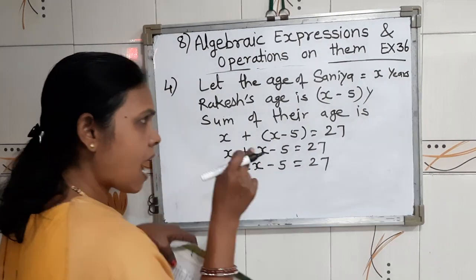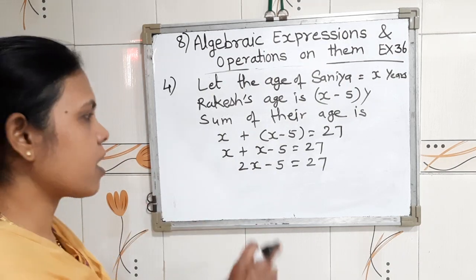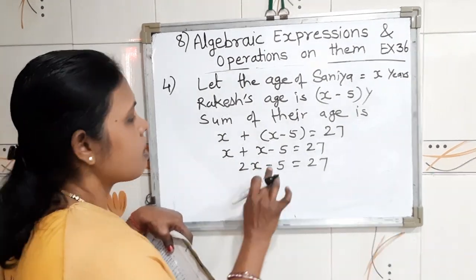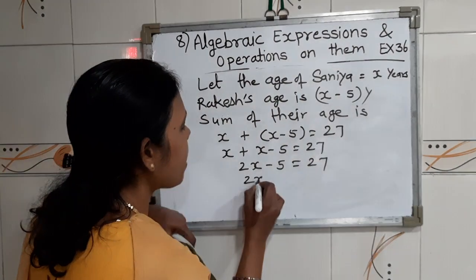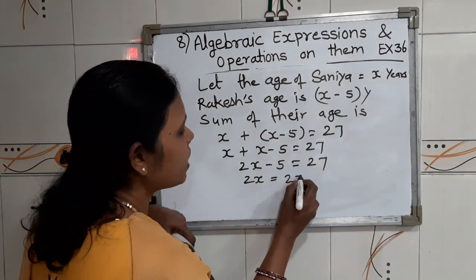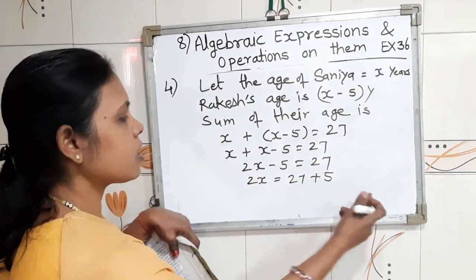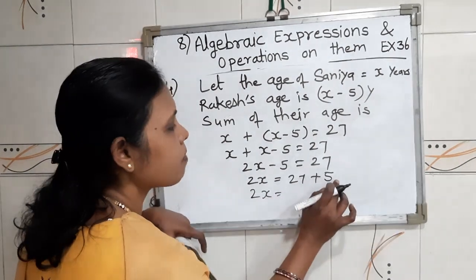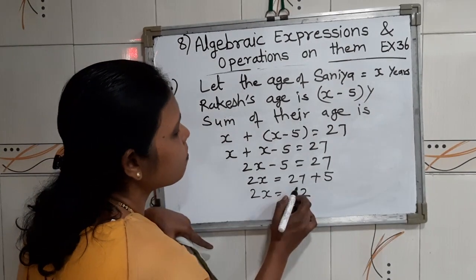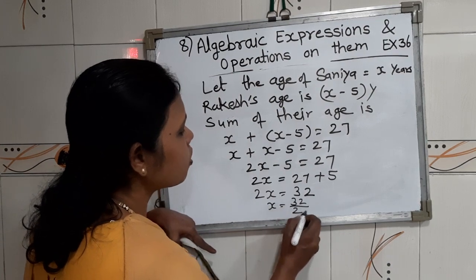Therefore, now as you had solved question number 3rd, in the same way, here also we will solve. Minus 5, we are going to take on right hand side. 2x equal to 27 plus 5. Minus 5 converted into plus 5. 2x equal to 7 plus 5, 12. 2 plus 1, 3. x equal to 32 upon 2.